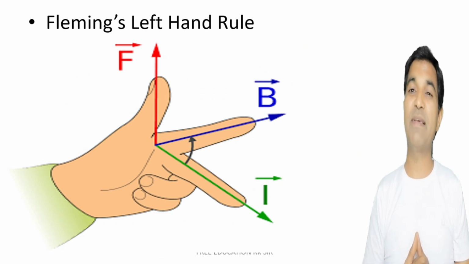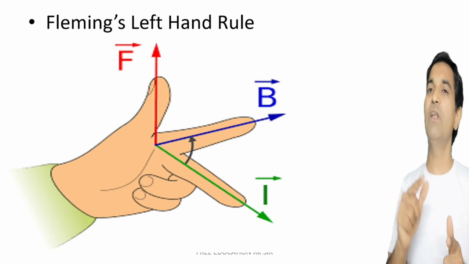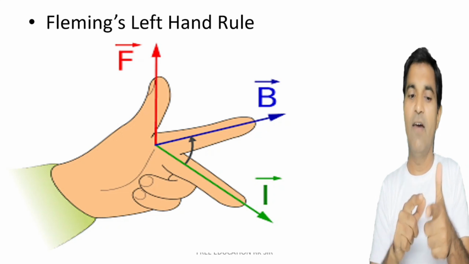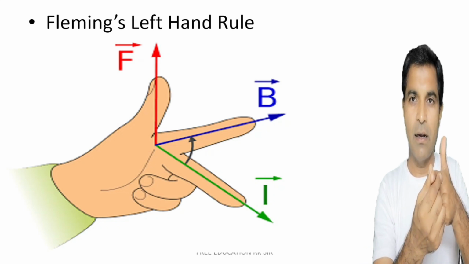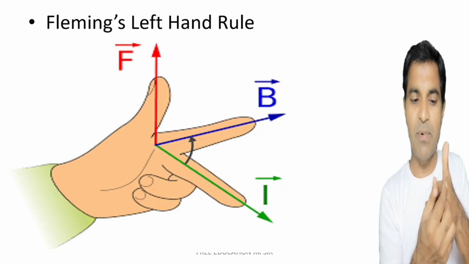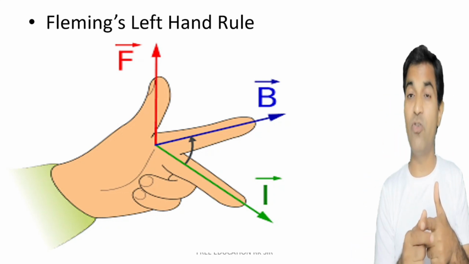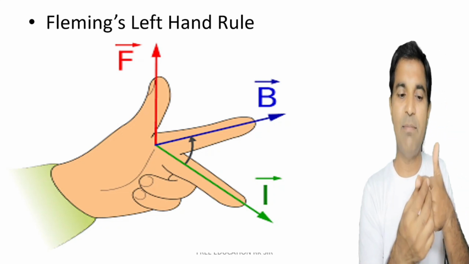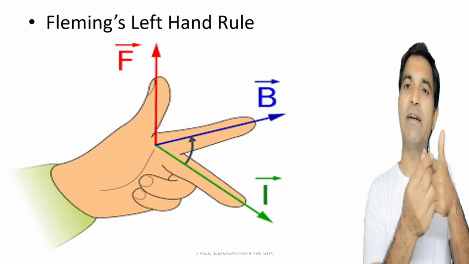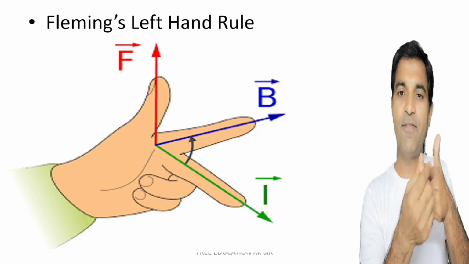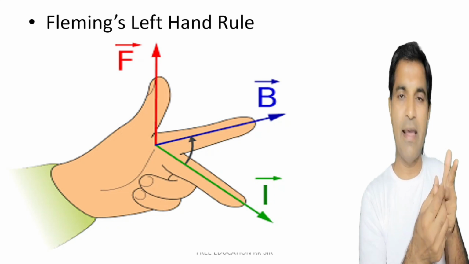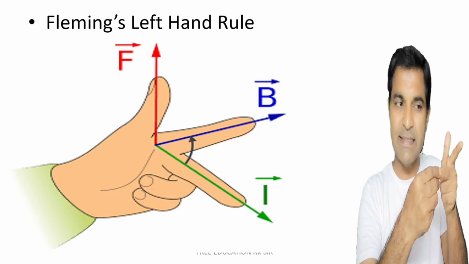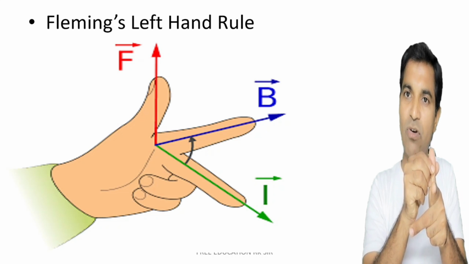Now let us talk about Fleming's left hand rule. Fleming's left hand rule is utilized for finding out the direction of the motion of a conductor when we are giving supply to the motor. For example, the forefinger, that is F, represents the magnetic field. The central finger, that is C, represents current, and the thumb, M, represents the motion of the conductor.